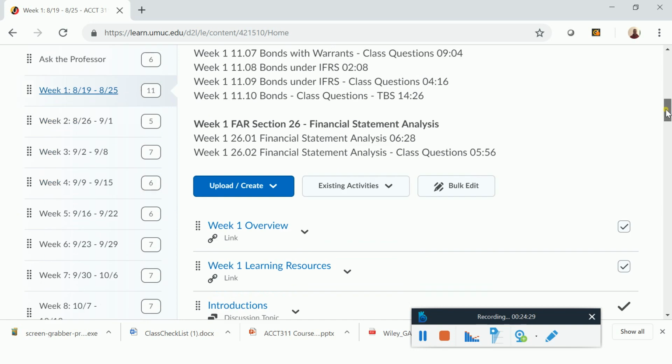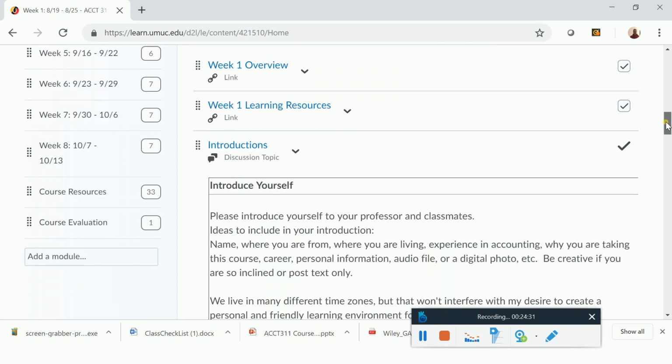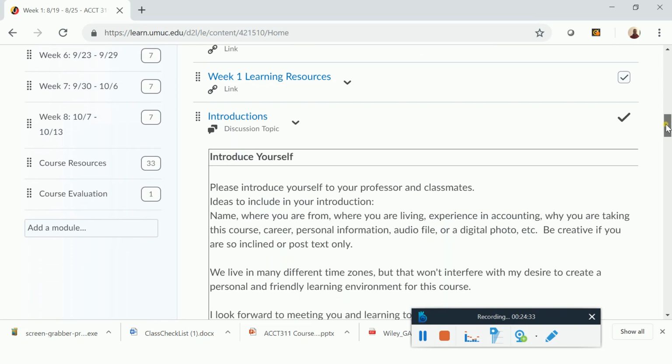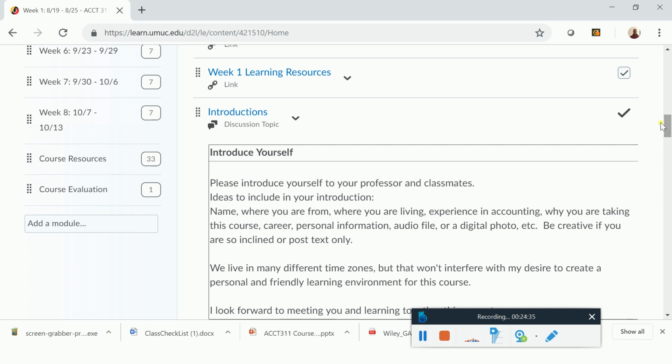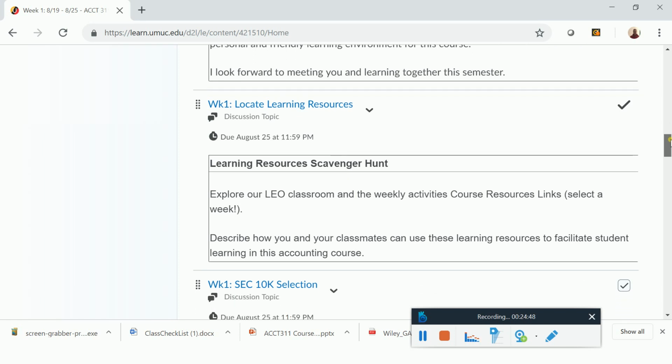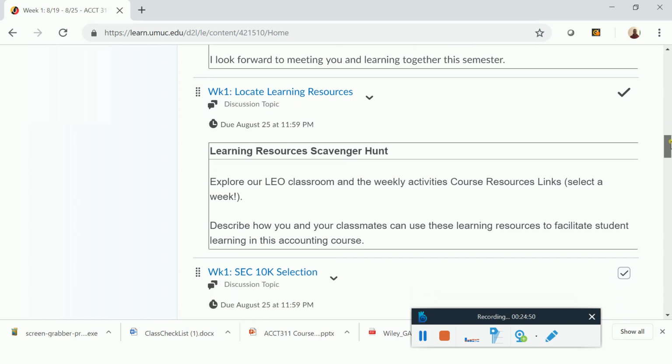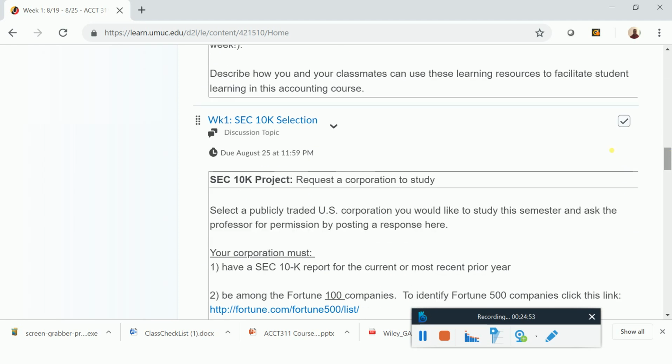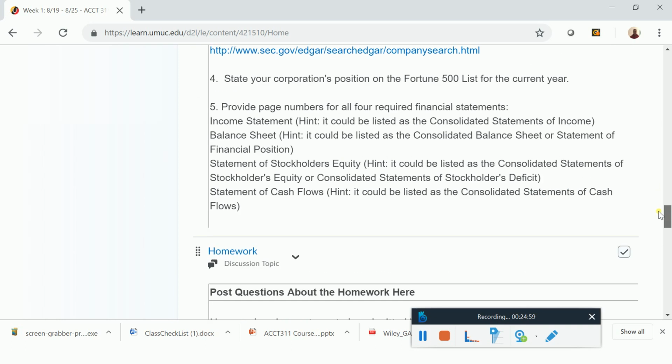As we move down to the bottom, you will see some of your assignments for that given week. In week 1, you're going to introduce yourself to the class. There's an activity for you to locate learning resources, to play around in the site a little bit more, see what resources are available, and comment on which resource or resources you think will be most valuable. You're going to have to do a discussion post picking your SEC 10K company.